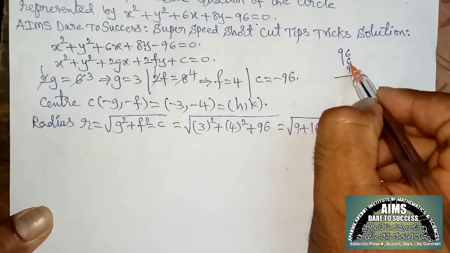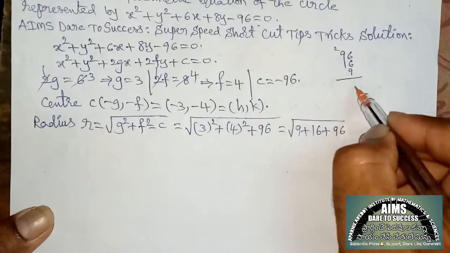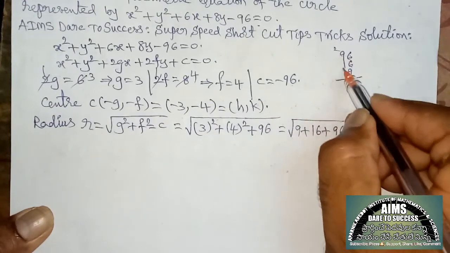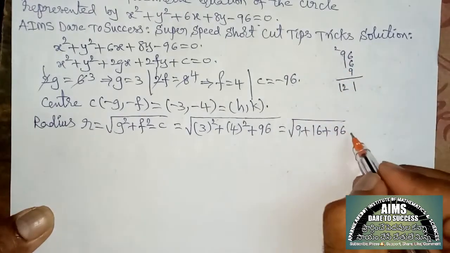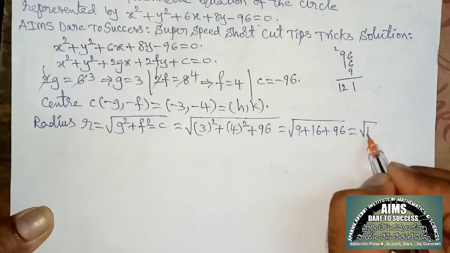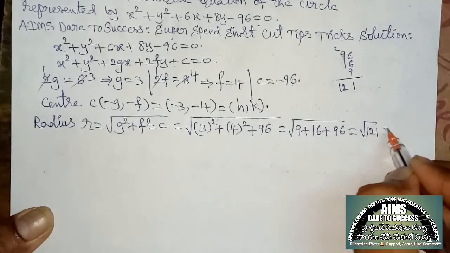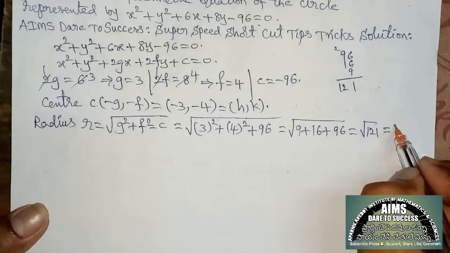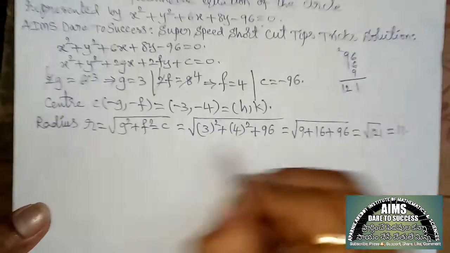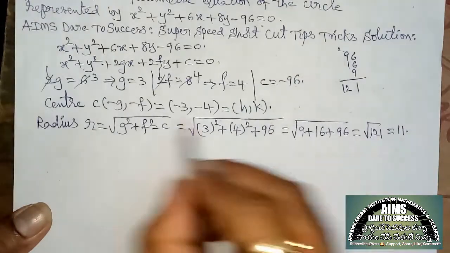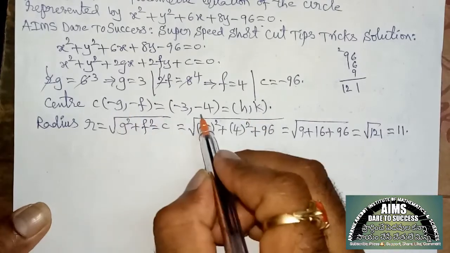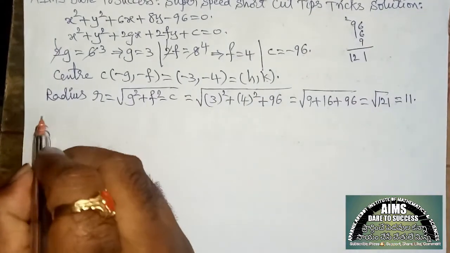9 plus 6 is 15, 15 plus 6 is 21, 9 plus 2 is 11, 11 plus 1 is 12. So we got under root of 121. Under root of 121 is a perfect square value. We are getting 11. Radius value is 11. Center h comma k value is minus 3 comma minus 4.